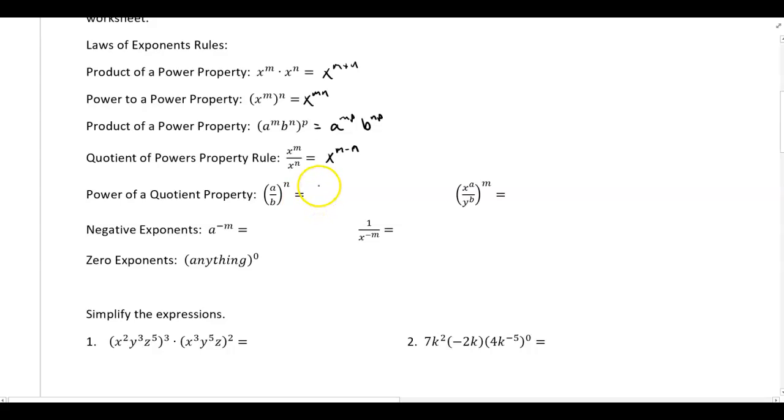Power of a quotient property, I'm raising everything in that quantity to the n power. And if I have x to the a over y to the b, all raised to the n power, again, I'm multiplying the powers of powers. So a times m over y to the b times m. If my negative exponent's in the numerator, I bring it to the denominator to make it positive. If my negative exponent's in the denominator, I bring it up to make that exponent positive. And then we know anything to the 0 power is always going to equal 1.